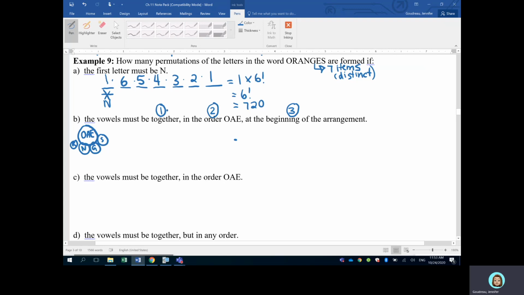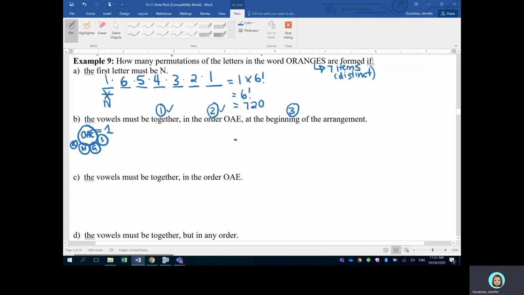That is dealing with the first restriction. We have put the vowels together. The second restriction, in the order O, A, E. So inside this big circle where I've put O, A, and E, I'm going to put equals 1. And what I'm showing there is that the number of arrangements of those vowels is 1 because we are given the specific order O, A, E. So that's the second restriction taken care of.